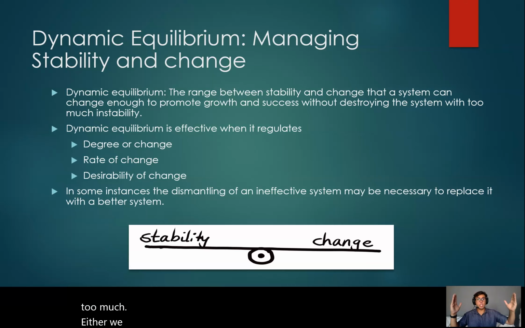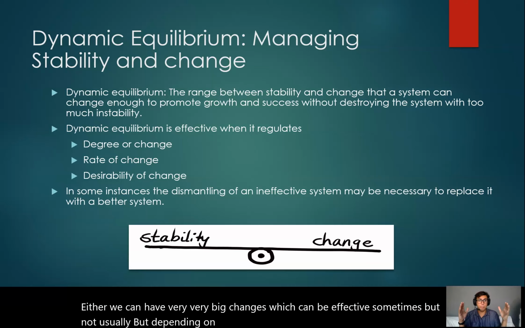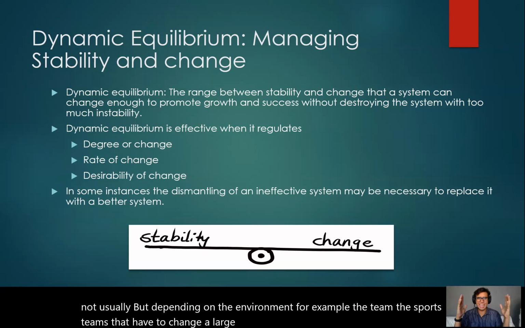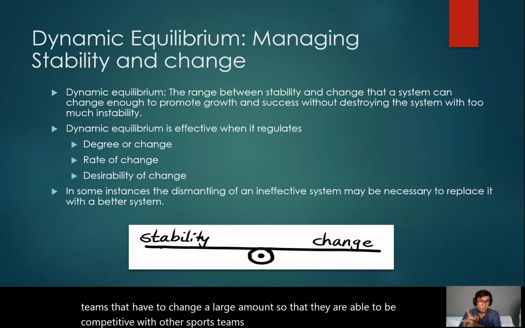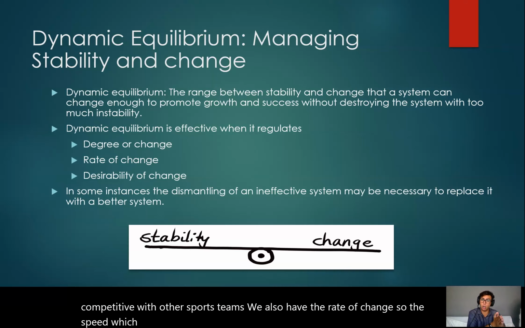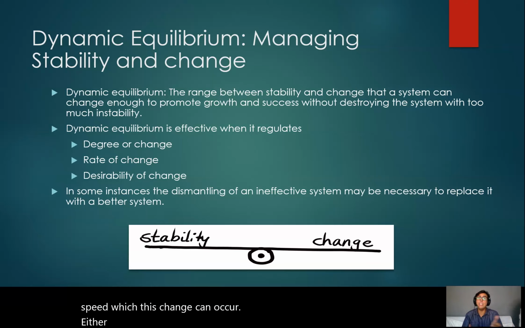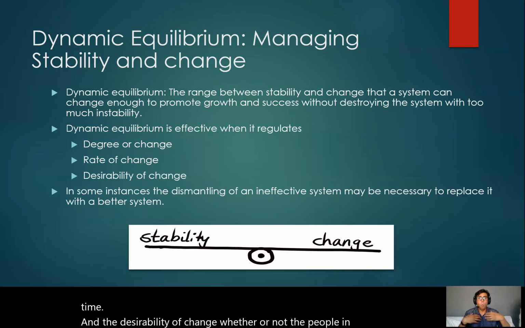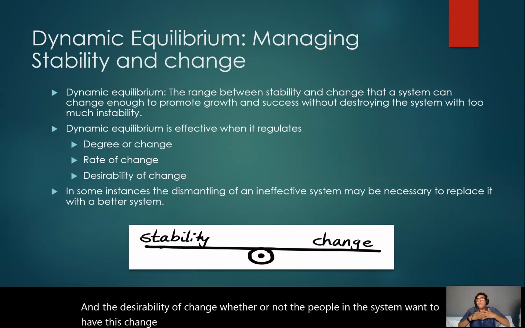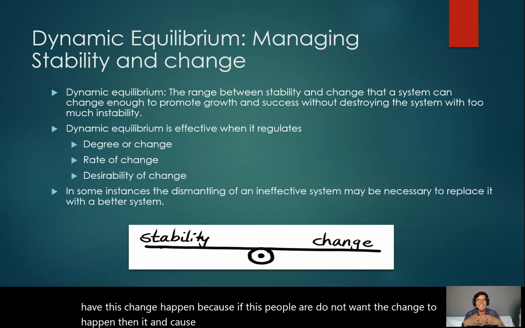We can have very big changes, which can be effective sometimes, but not usually, depending on the environment. For example, sports teams that have to change a large amount so that they are able to be competitive with other sports teams. We also have the rate of change, so the speed at which this change can occur, either happening immediately or drawn out over a long period of time. And the desirability of change, whether or not the people in the system want to have this change happen. Because if the people do not want the change to happen, then it can cause some challenges within that system.